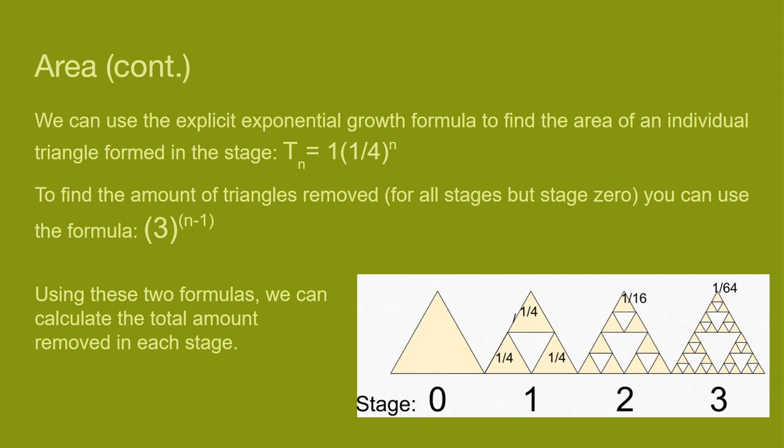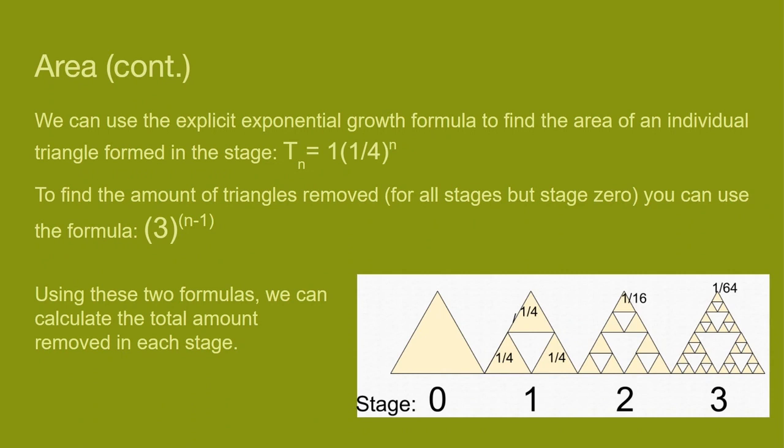However, if we take stage 1 for example, if we put 1 in the place of n, that's 1 minus 1 equals 0. Then 3 to the power of 0 equals 1. That would mean that one of our triangles that is equal to a quarter in area is going to be removed in stage 1, which would leave us with three triangles equal to 1/4 or 3/4 of the original triangle.